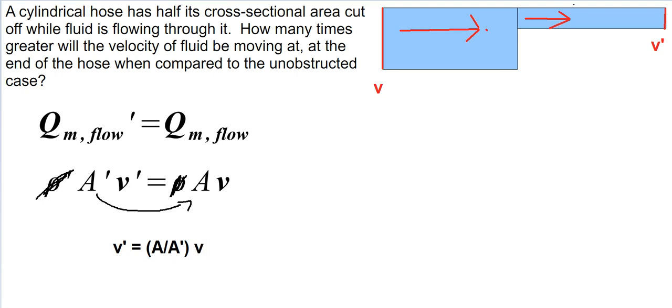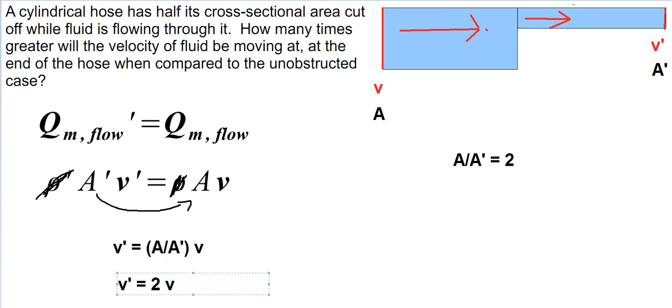And so if we have this A divided by A prime here, we can very quickly figure out how the two velocities are related. Now if you take a look at this, I have my regular area and my restricted area. And what I've been told is this one here is half the other one. What that means is A divided by A prime needs to be equal to 2, because this area is twice this area. This lets me relate them together. I can say v prime is equal to 2 times v.